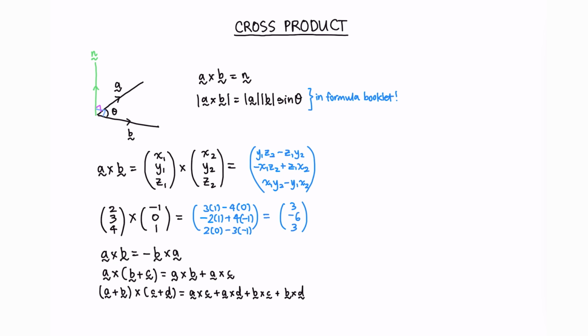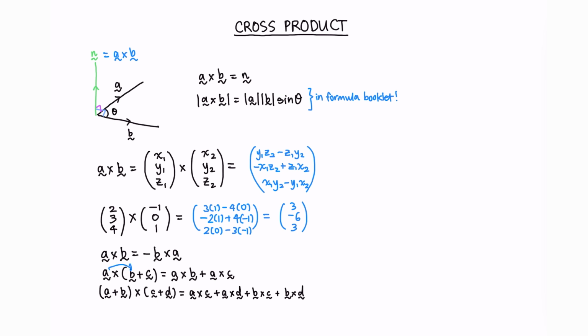Now let's look at some properties of the cross product. A cross B is actually negative of B cross A. This is because we know n as A cross B, but there's actually another normal vector, which is over here. And this vector is the negative of this normal vector, or B cross A.